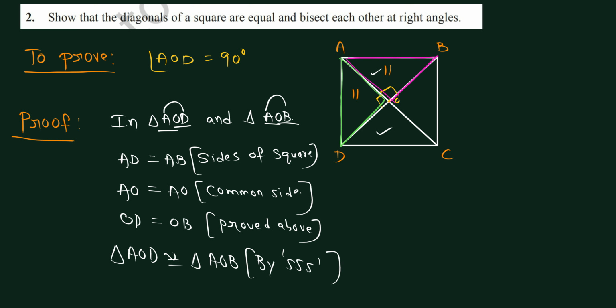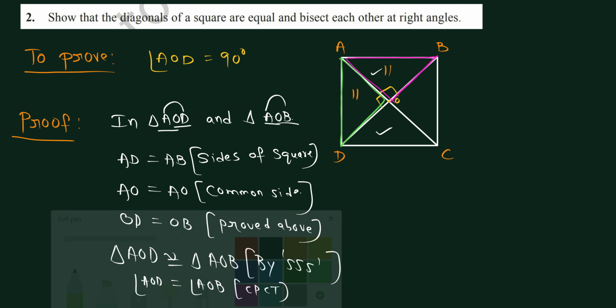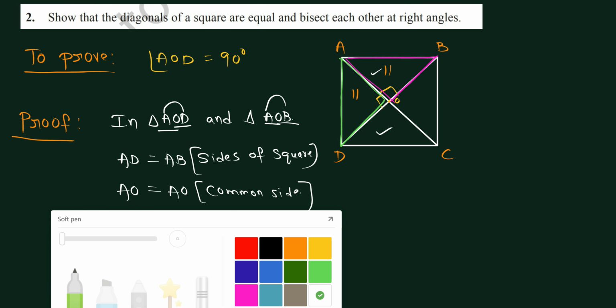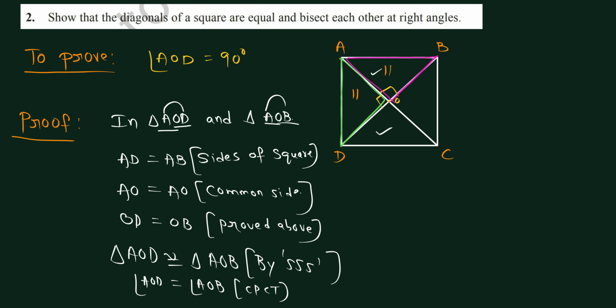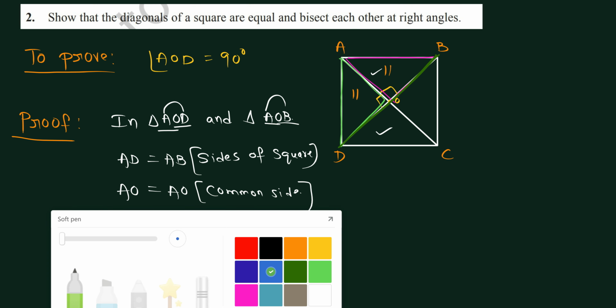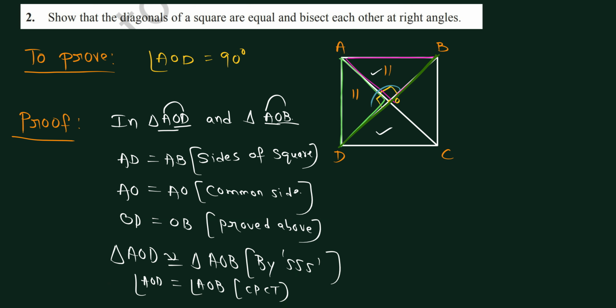From this, can I say now angle AOD is equal to angle AOB? Yes or no? Why? Because of CPCT. Again, we need to prove angle AOD is 90 degrees. Now everyone please look here. This is the diagonal BD. In diagonal BD, can I say this is a linear pair? Yes or no? The sum of a linear pair of angles is equal to 180 degrees.